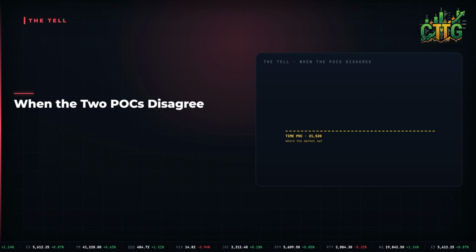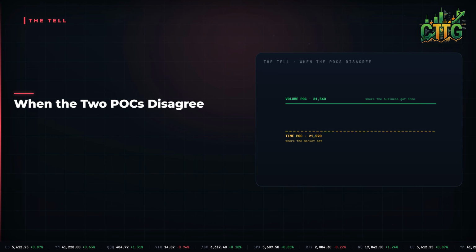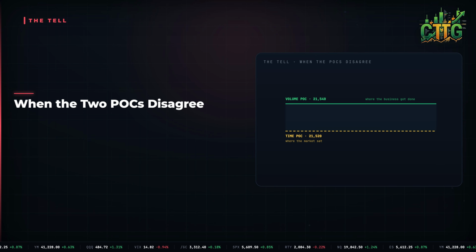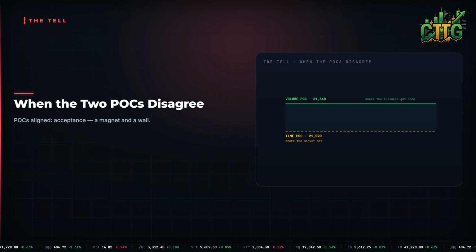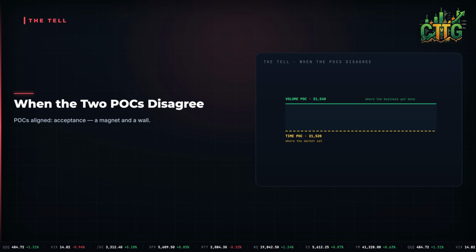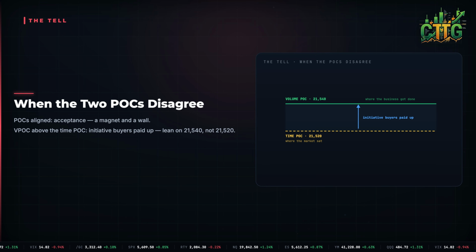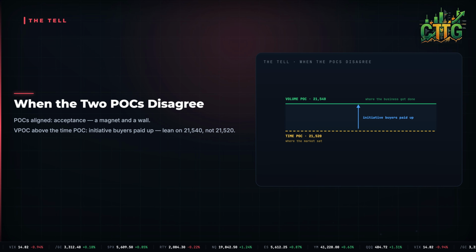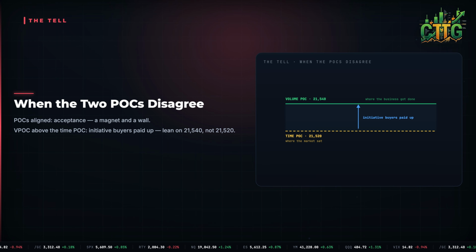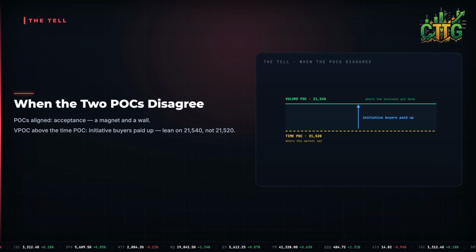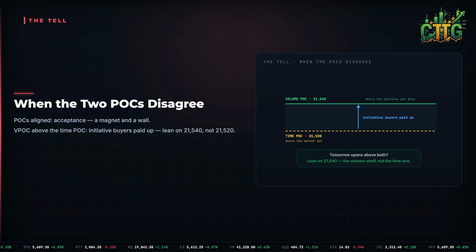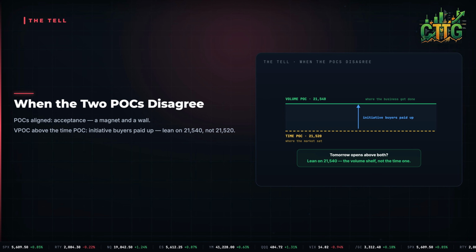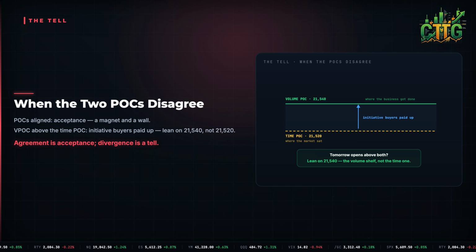When both POCs land on the same price, the auction agrees. Time and volume both point at one fair price, and that level becomes a magnet and a wall. Trade against it carefully. When they diverge, read who was busy. A volume POC above the time POC means real business got done on the rally. Initiative buyers, paying up. If tomorrow opens above both, the volume shelf at 21,540 is your support reference, not the time one. Agreement is acceptance.